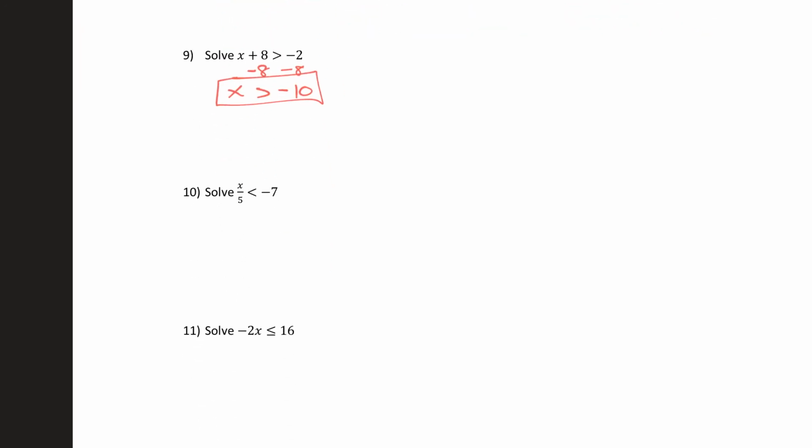Number 10. Since we have division here, that means we have to multiply these two numbers. So x is going to be less than -7 times 5, and that is -35. That is the complete answer. And you might be thinking, oh wait, there was a negative, I have to switch the direction of the inequality. No, you don't. You multiplied by a +5 right here. This is deciding if you have to switch the direction of the inequality, and you didn't, so you don't.